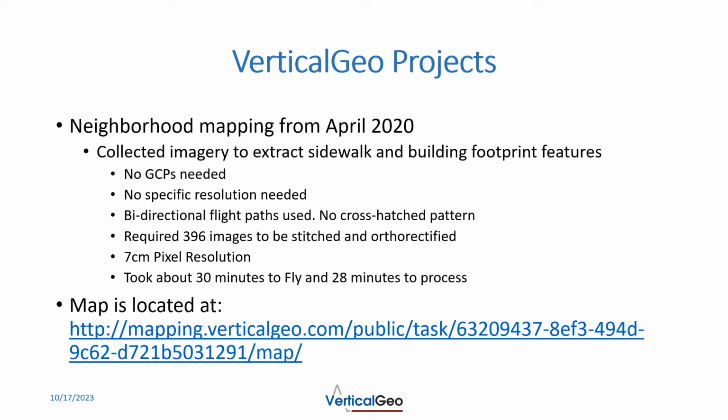The second project is a neighborhood mapping project from April 2020. Again, this project had very few requirements, and actually imagery was not a requirement. We only collected the imagery so we could use it as the base map, a current and updated base map that was 2 days old when we used it, to extract a sidewalk layer and a building footprint layer for the municipality's GIS. Again, there were no other requirements, and we did end up delivering the imagery, but it wasn't a requirement.